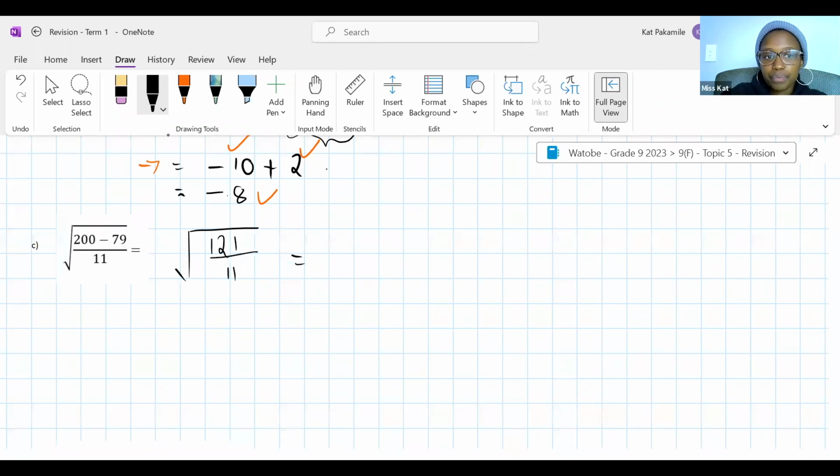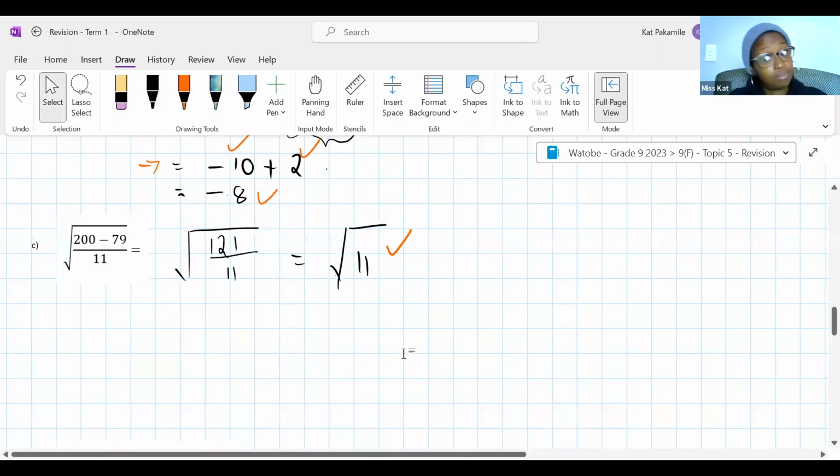Ma'am, I think you should divide 121 by 11. Thank you. So divide for me. 121 divided by 11 is 11. And from here on, if they said leave your answer in surd form, then you are done. But if you have your calculator, then you're allowed to punch it in your calculator. Hopefully your teacher is nicer than I am and gives you one that you can actually square root.